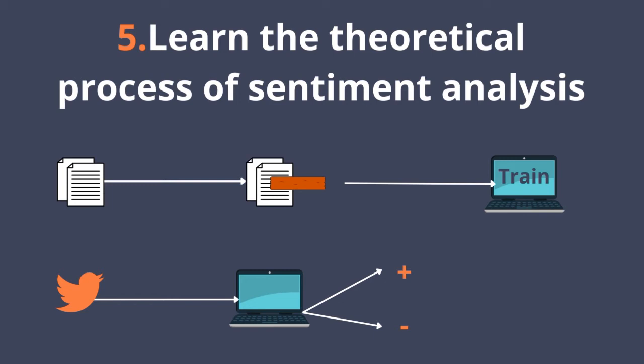After that, we have to test the algorithm with the test data. So we'll give some of the tweets that we already know the sentiment of, and we'll ask the model to give us the sentiment. In this process, if the accuracy is good, it means that we can use it for other data sets too.